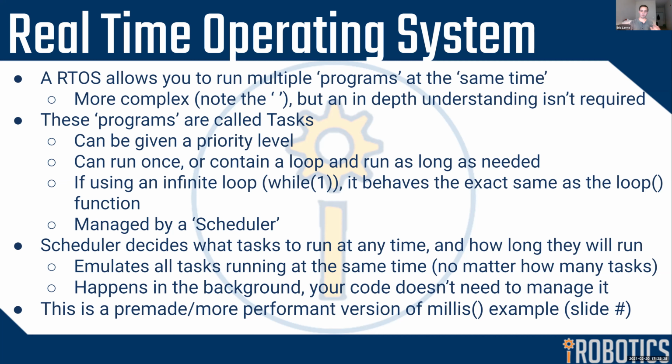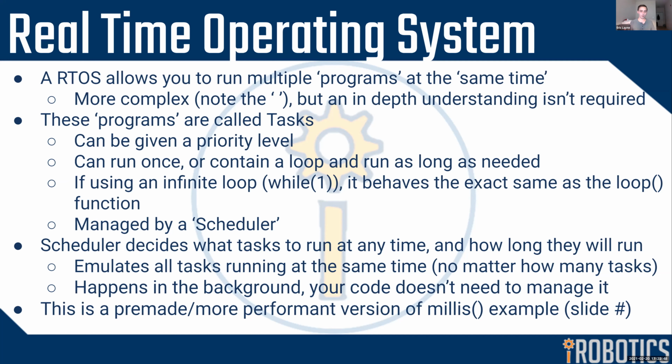And so the scheduler basically makes sure all tasks get enough time to run, no matter how many tasks you have, up until you basically run out of resources to run more. It just schedules and organizes everything. So this is the more pre-made or more performant version of the millis example.